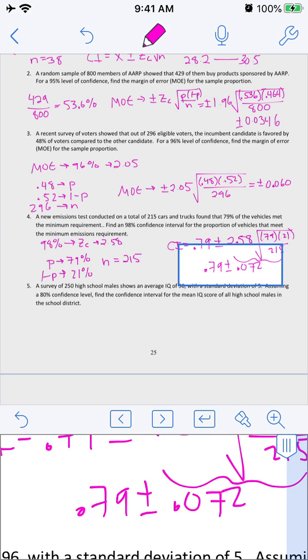Okay, what does that mean? That means that we are 98% confident that the true percent, because this is just the 215 cars we tested, but for all of them, we are 98% confident it's going to be between 79 minus 7.2%, or 71.8, and 79 plus 7.2%, 86.2. So the real percent that's going to meet these requirements is somewhere between 71.8 and 86.2. Okay, but we're lazy, so we'll just keep it like that.